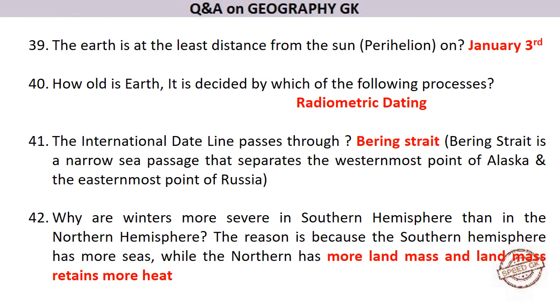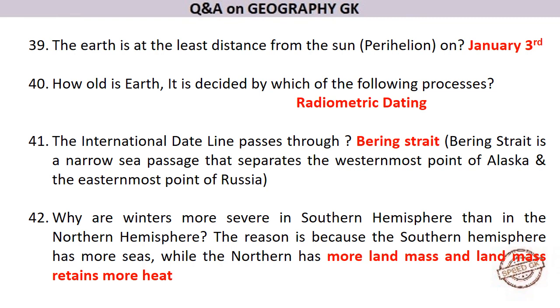How old is Earth? It is decided by which of the following processes? Radiometric dating. The international date line passes through Bering Strait. Bering Strait is a narrow sea passage that separates the westernmost point of Alaska and the easternmost point of Russia.